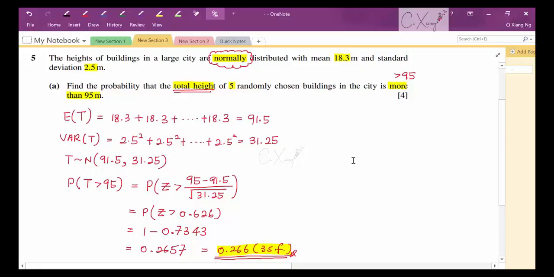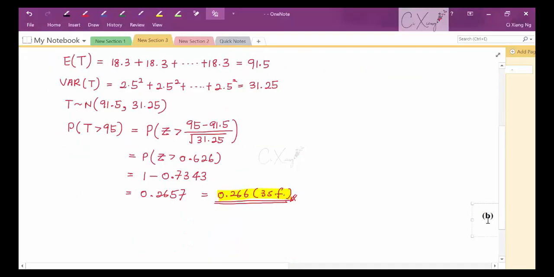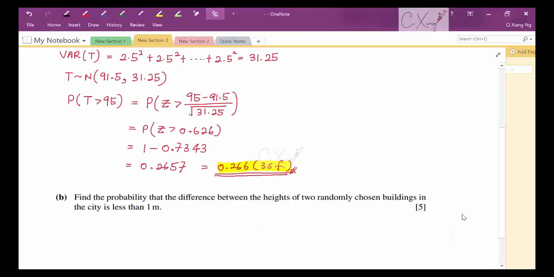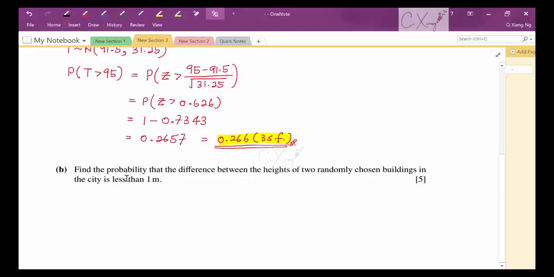Okay, now let's proceed to part B. For part B, they are asking us to find the probability involving the difference between the heights of 2 randomly chosen buildings. So now you have 2 buildings and they are interested in the difference between the two buildings.